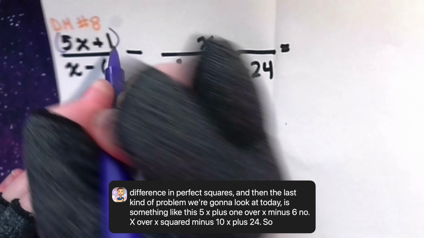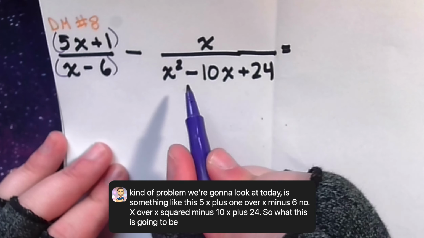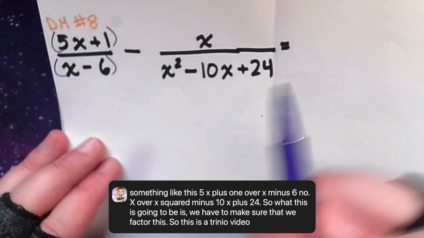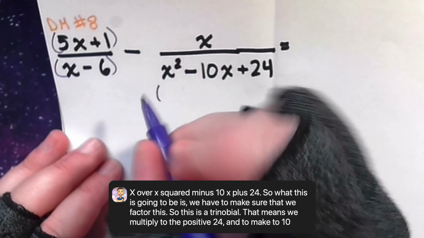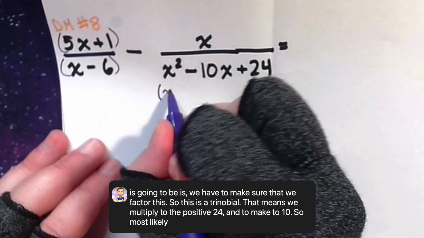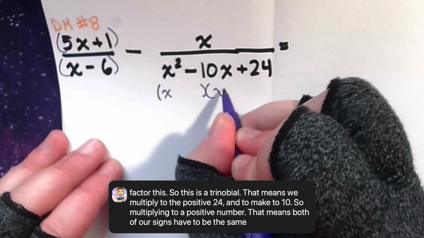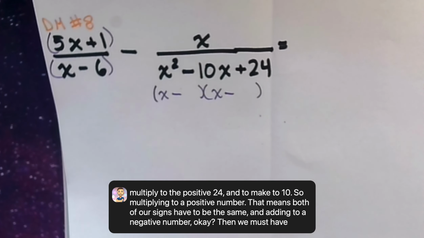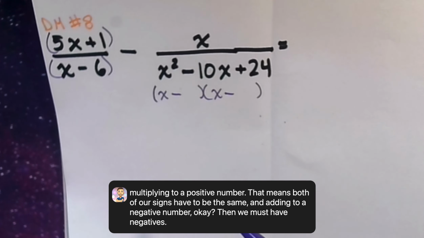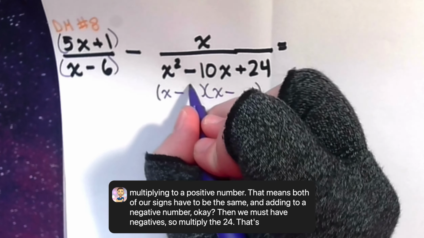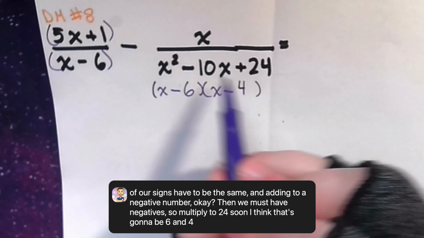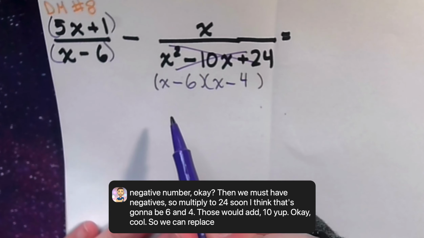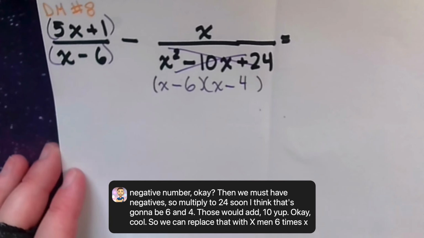So what we have to do is make sure that we factor this. So this is a trinomial. That means we multiply to the positive 24, add to negative 10. So multiplying to a positive number, that means both of our signs have to be the same. And adding to a negative number, then we must have negatives. So to multiply to 24, let's see, I think that's going to be 6 and 4. Those would add to 10. Yep, okay, cool. So we can replace that with x minus 6 times x minus 4.